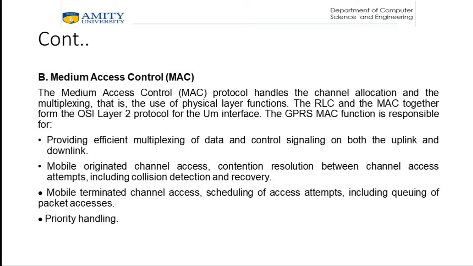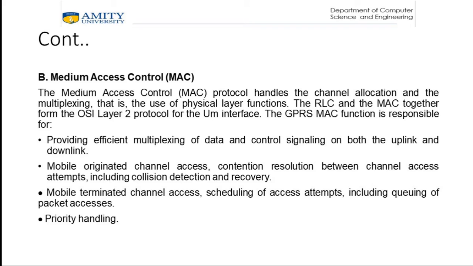The GPRS MAC function is responsible for providing efficient multiplexing of data and control signaling on both the uplink and downlink. This process is controlled by the network. On the downlink, multiplexing is controlled by a scheduling mechanism on users, for example, in response to service requests. Next is mobile originated channel access, contention resolution between channel access attempts, including collision detection and recovery. This is also a function of MAC. Then is mobile terminated channel access, scheduling for access attempts, including queuing of packet accepts.